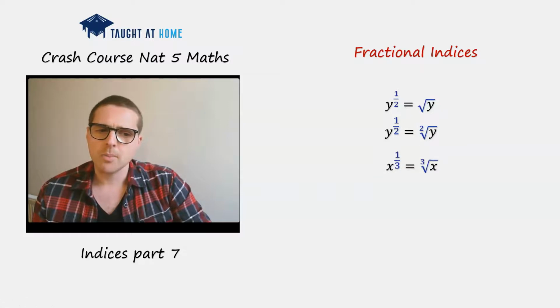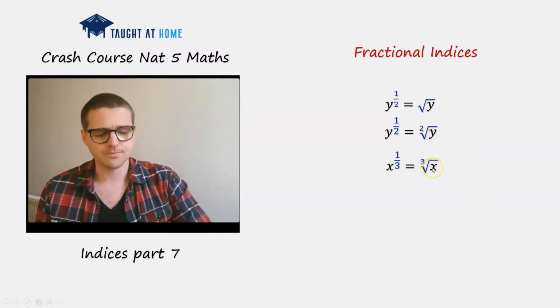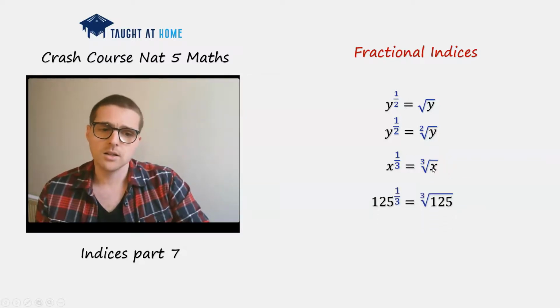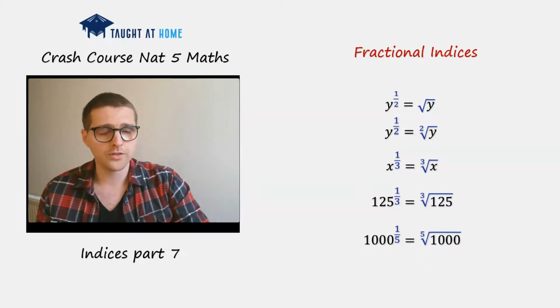Similarly, x to the power of 1 over 3 is the same as the cube root of x. 125 to the power of 1/3 is the cube root of 125. 1000 to the power of 1 over 5 is the 5th root of 1000.